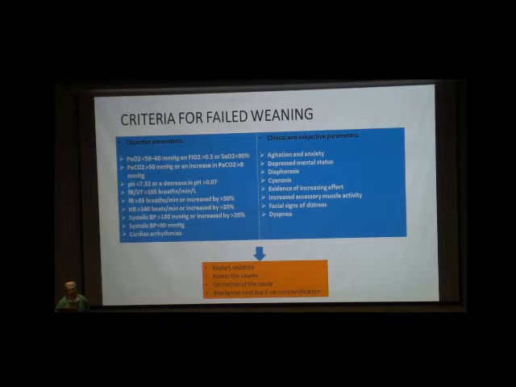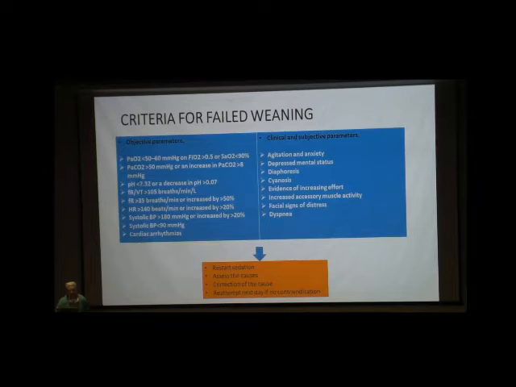And objective parameters are basically hypoxia, with a PaO2 of less than 60 millimeters of mercury or FiO2 of more than 0.5. There can be hypercarbia due to hypoventilation. There might be acidosis with a pH of less than 7.2. The rapid shallow breathing index might be more than 105 breaths per minute per liter.